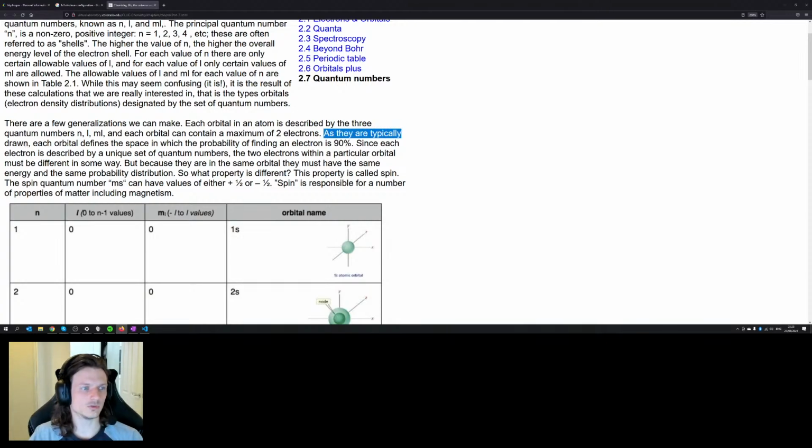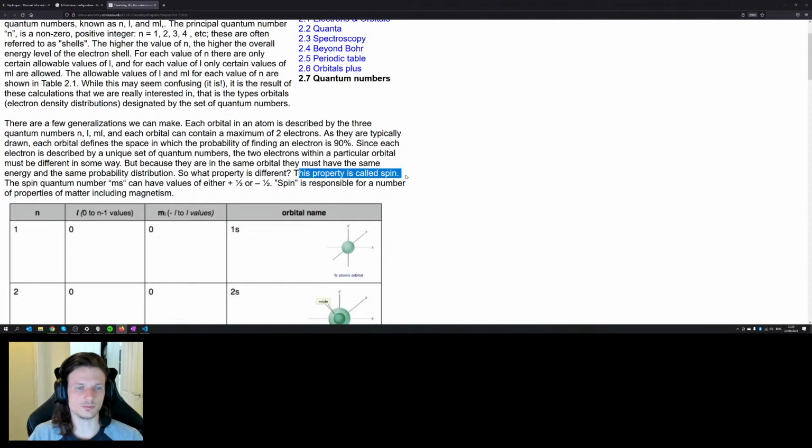As they are typically drawn, each orbital defines the space in which the probability of finding an electron is 90%. That makes sense. Since each electron is described by a unique set of quantum numbers, the 2 electrons within a particular orbital must be different in some way because they are unique. But because they are in the same orbital, they must have the same energy and the same probability distribution. So what property is different?